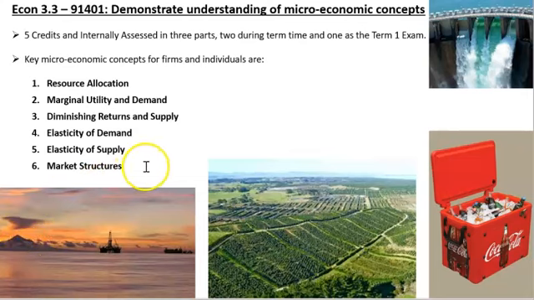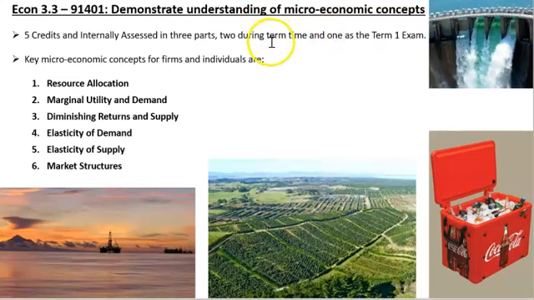Alrighty, so as promised and as per our course outline, this term we're going to be getting into the 3.3, or as under NZQA 91401, internal. And this is about demonstrating an understanding of microeconomic concepts. Now, as I said earlier in this course, it's 5 credits, internally assessed in 3 parts. We've got 2 of those parts during term time, and 1 as the term 1 exam. And I'll talk more about that again in class time.